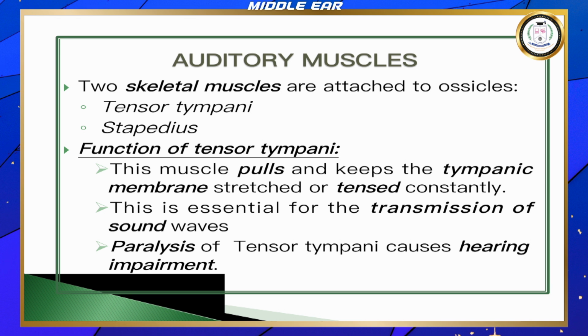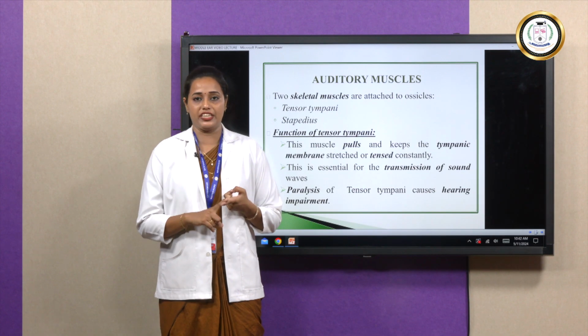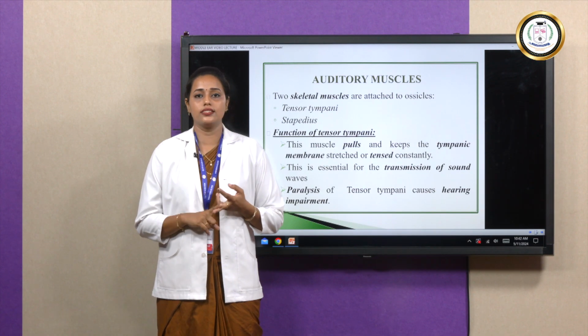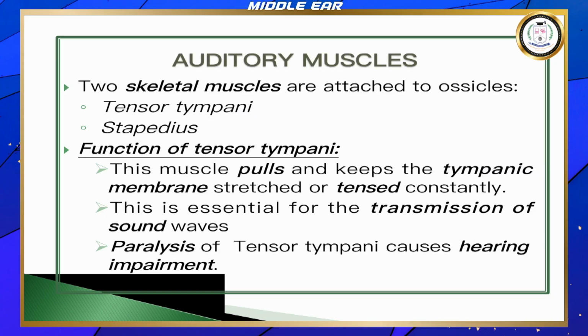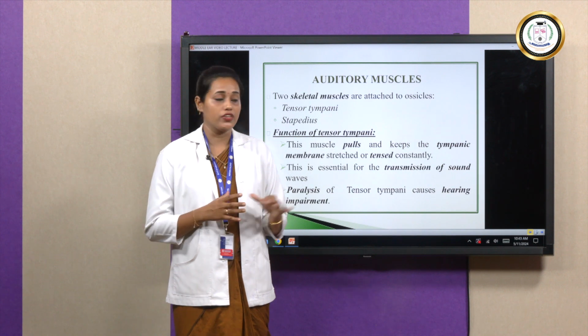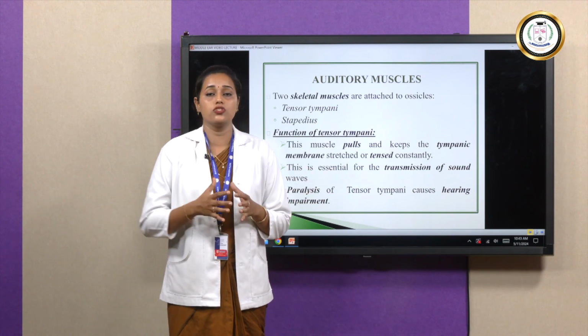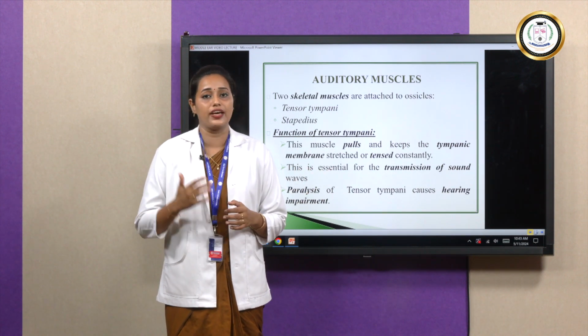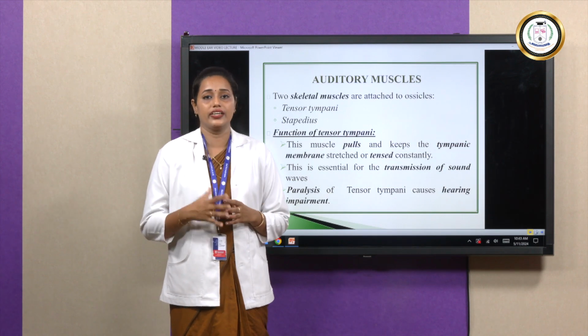Next, we'll start with auditory muscles. Mainly, we have two auditory muscles. The first muscle is called tensor tympani, and the other one is called stapedius. First, we'll start with tensor tympani. The very important function of this tensor tympani muscle is to pull and keep the tympanic membrane in constant stretch. This is very essential for the transmission of sound waves. When there is a paralysis of the tensor tympani muscle, it leads to hearing impairment.